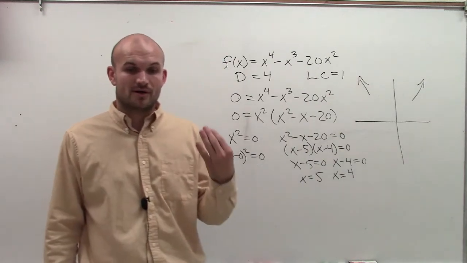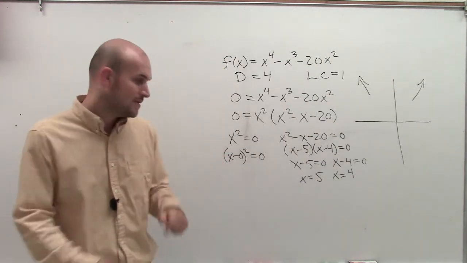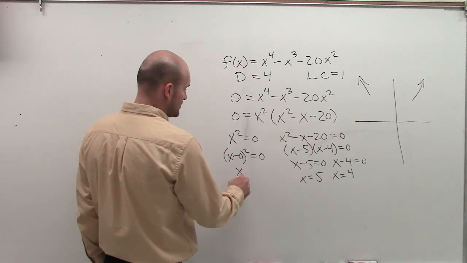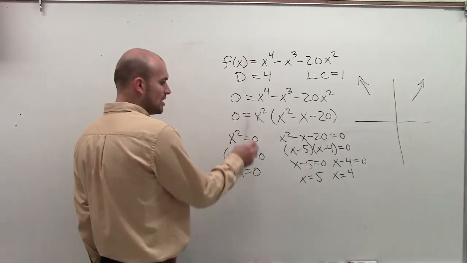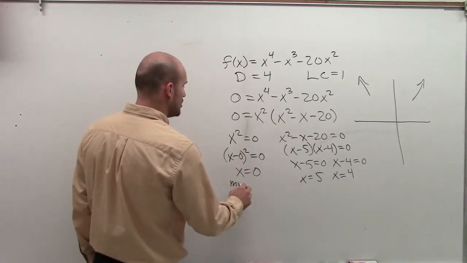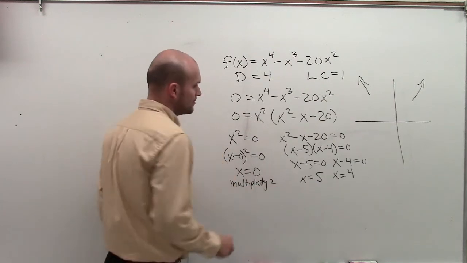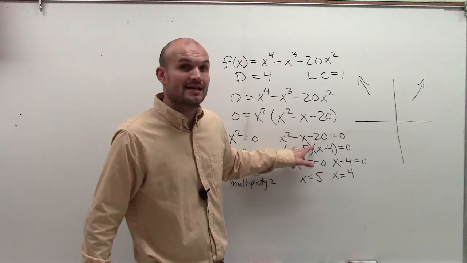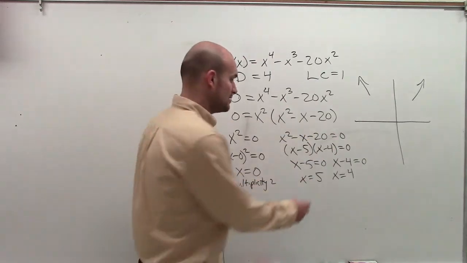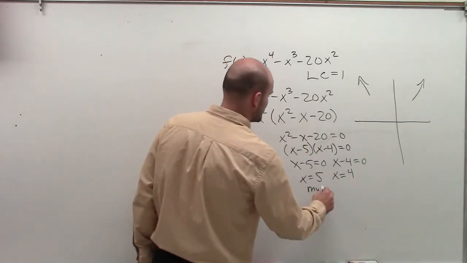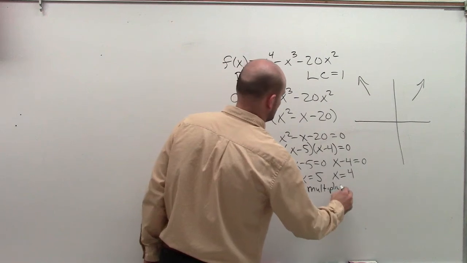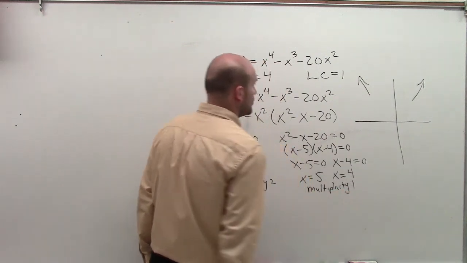When the exponent of your factor is 2, that means your zero, x equals 0, when you solve for x, has a multiplicity of 2. These two factors only had an exponent of 1, so their zeros have a multiplicity of 1. So why does that matter?